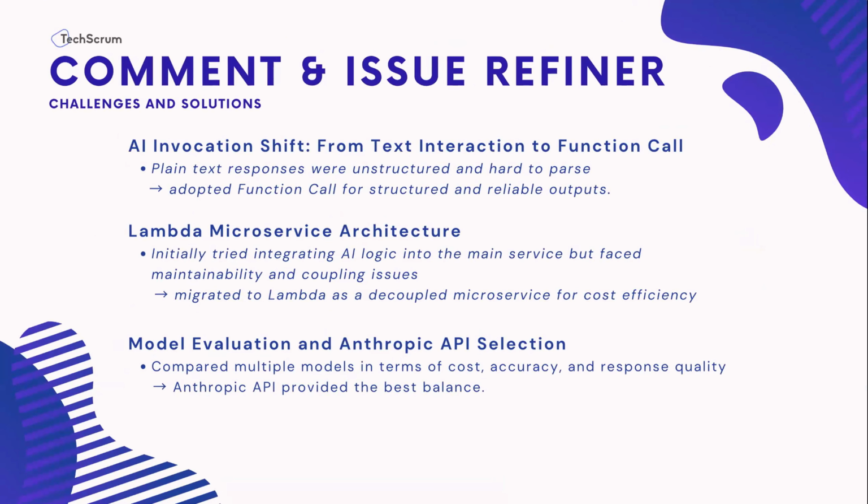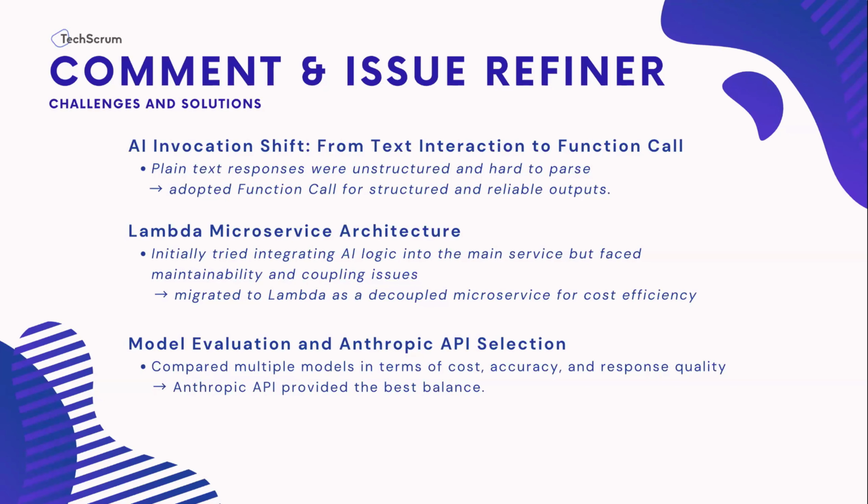So first, our initial approach for invoking AI was through plain text integration. However, the responses were unpredictable and difficult to parse, which is hard to integrate into our workflow. So to solve this, we adopted the function call mechanism, which allows us to receive structured and reliable outputs from the AI.